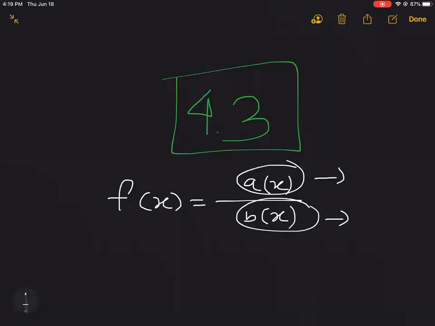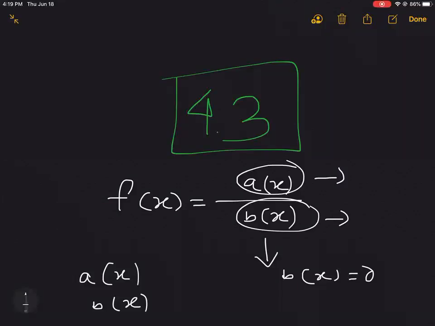Okay, and this can't be 0. This function can't be 0 because if it's 0, then the entire function will be undefined. So that doesn't make any sense. And ideally, you can always define it this way, that each of these a's and b's will be polynomials. Of course, it will be different polynomials.